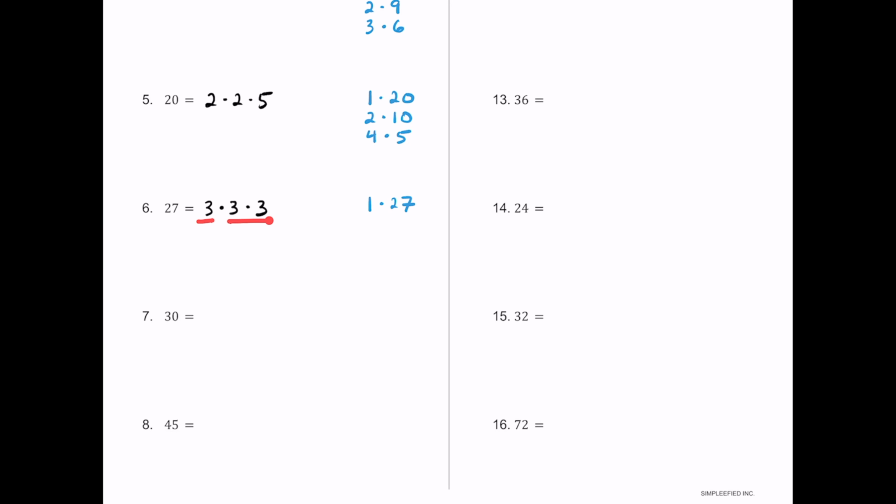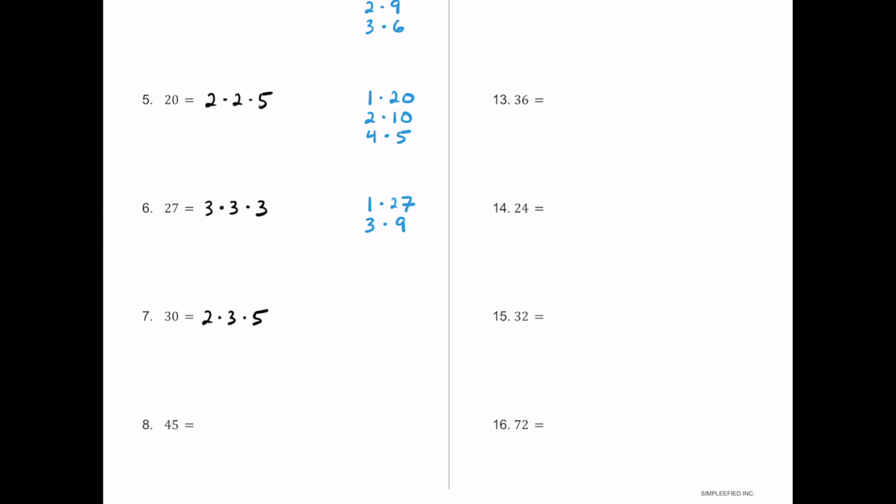3 times these 3's make 9. So 3 times 9 is also 27. I think that's going to be it for this one though. Okay. For number 7, the prime factorization for 30 is going to be 2 times 3 times 5.